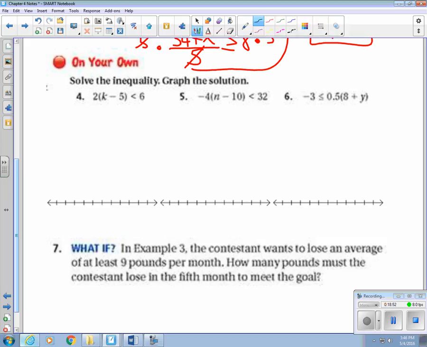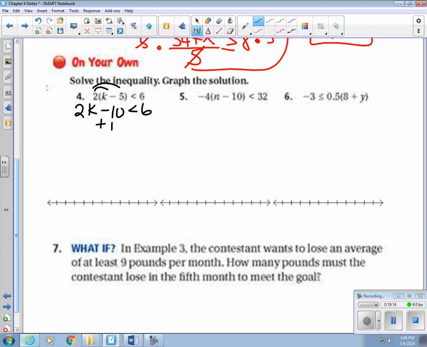Okay, number 4, solve the inequality, graph the solution. So you'll notice that I have a situation where I need to distribute first. So I'm going to go ahead and do that. 2 times K is 2K. 2 times this negative 5 here, that minus sign goes with the 5. 2 times negative 5 is negative 10. So I'm going to write that down, is less than 6. Then I can go ahead and solve the problem.